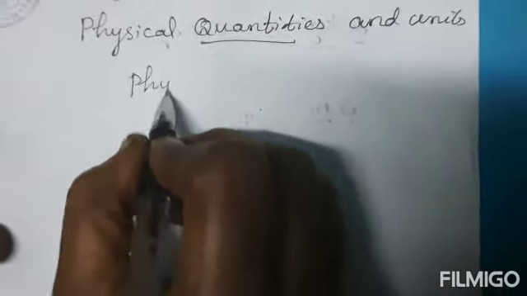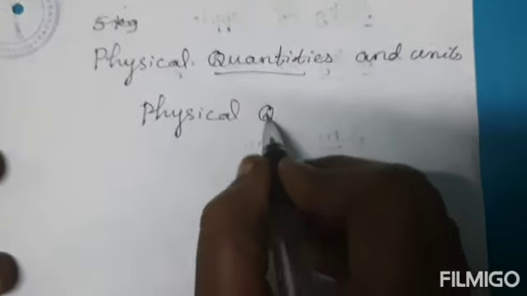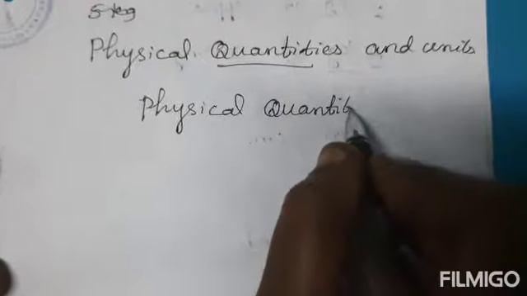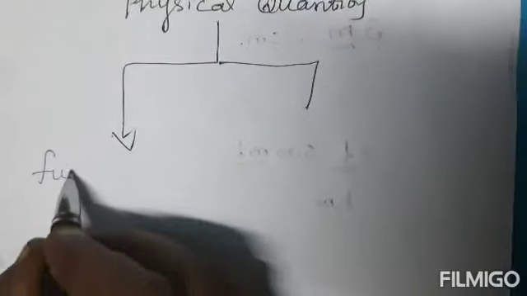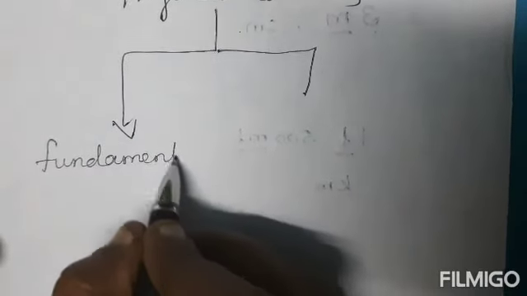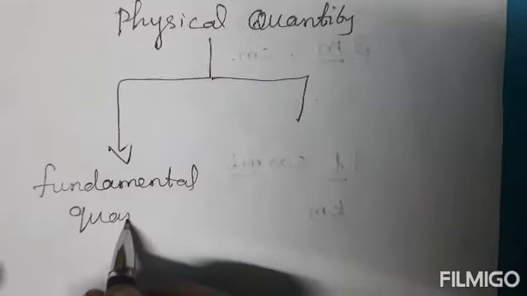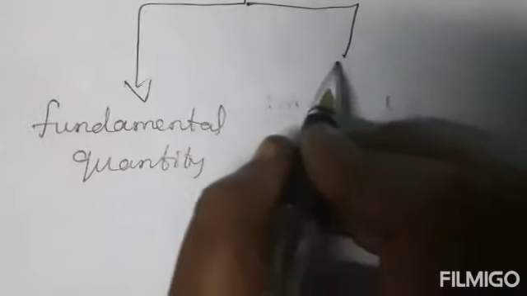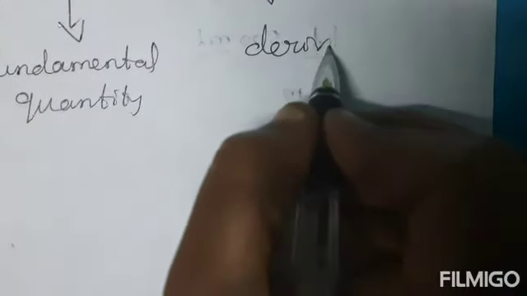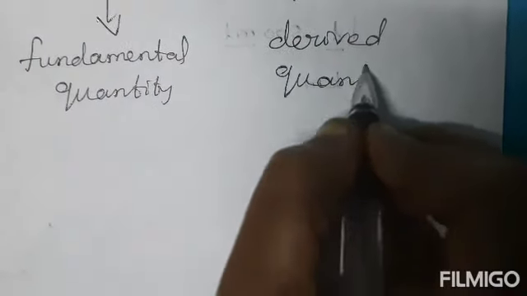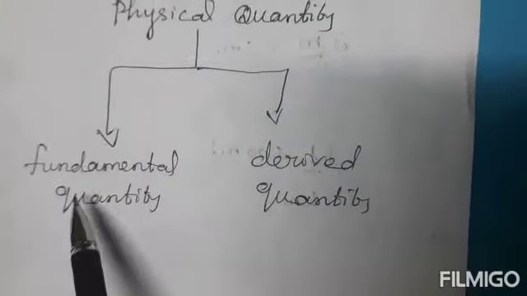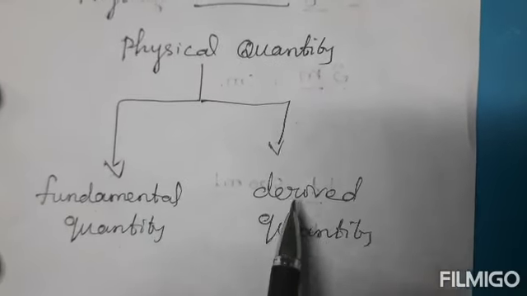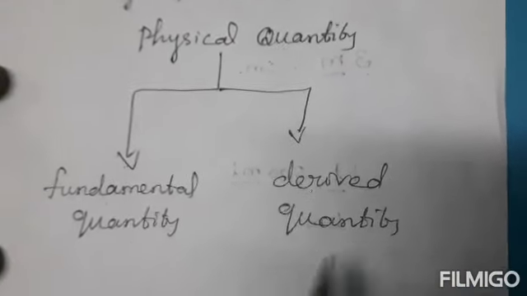Physical quantities can be classified into two types. First one is fundamental quantity. Next one is derived quantity. So, physical quantities are classified into two types. One is fundamental quantity. Second one is derived quantities.